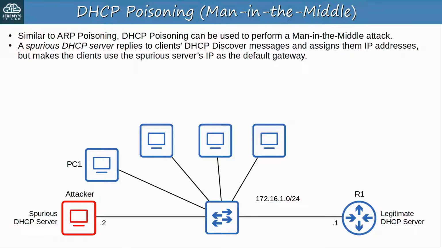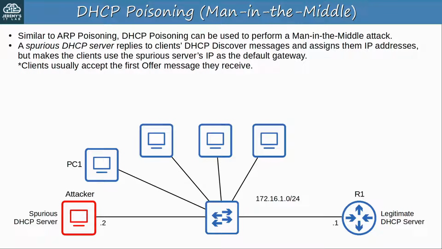So in the network below, the attacker is running DHCP server software. It is the spurious DHCP server. R1 is the legitimate DHCP server, and also the default gateway. Both of these DHCP servers will respond to clients' discover messages, but clients usually accept the first offer message they receive. Now, in a situation like this, it's hard to know which offer message will reach the clients first, the attacker's offer or R1's offer.